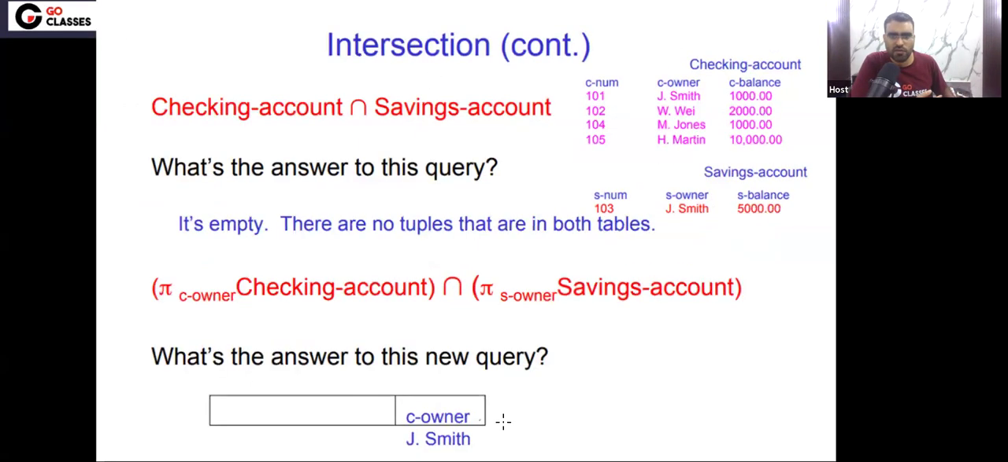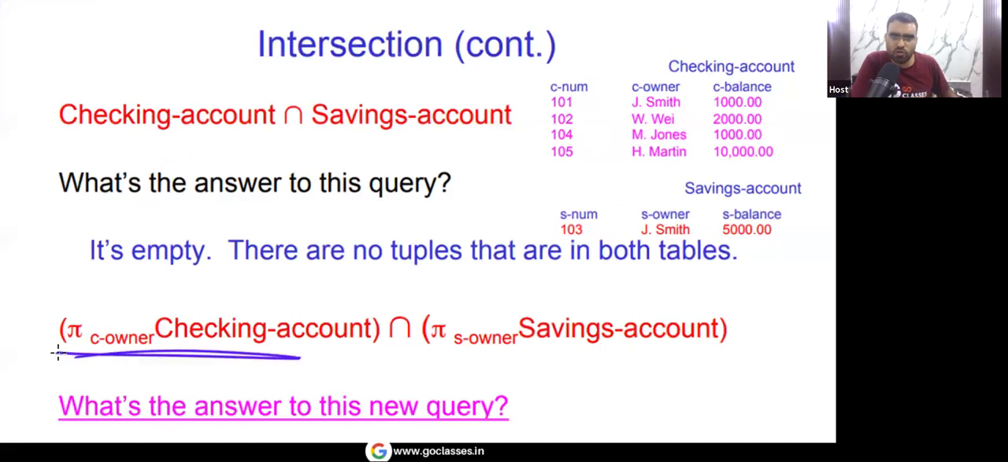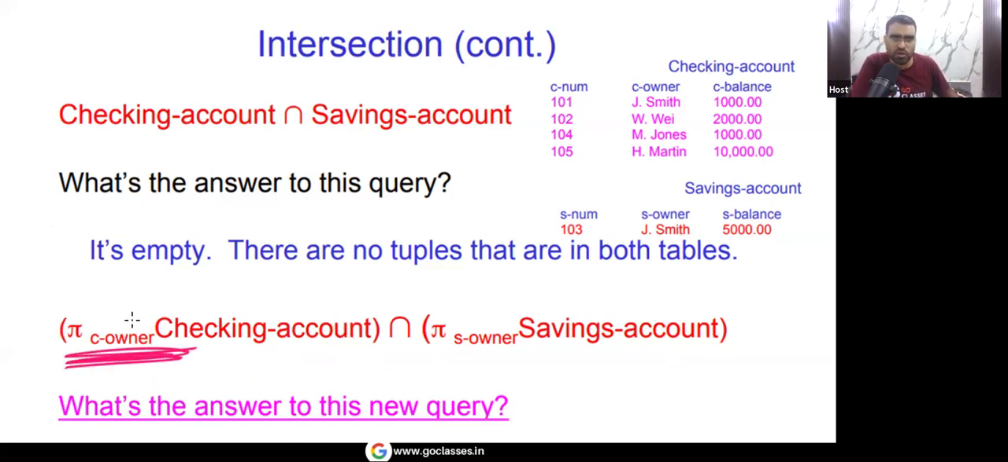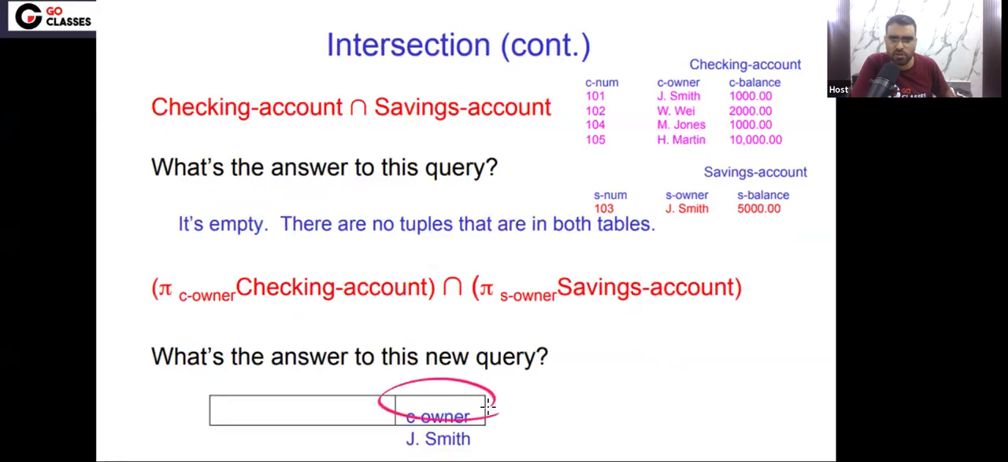Okay, you can see one tuple in the output, that is J Smith. And tell me, the schema of which table will be used? The schema of LHS will be used. Yes or no? Schema of LHS will be used. So you can notice this C owner is used. Here you can easily see C owner is used.